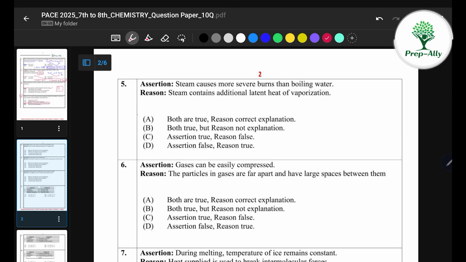Now question number 5. Steam causes more severe burns than boiling water. Steam contains additional latent heat of vaporization. Yes. If we have 100 degrees Celsius water and 100 degrees Celsius steam, then steam can cause more severe burns because it contains the latent heat of vaporization, because you are converting liquid into gas. So definitely it will have more energy as compared to liquid water at the same temperature. That's why the right answer for question number 5 is A.